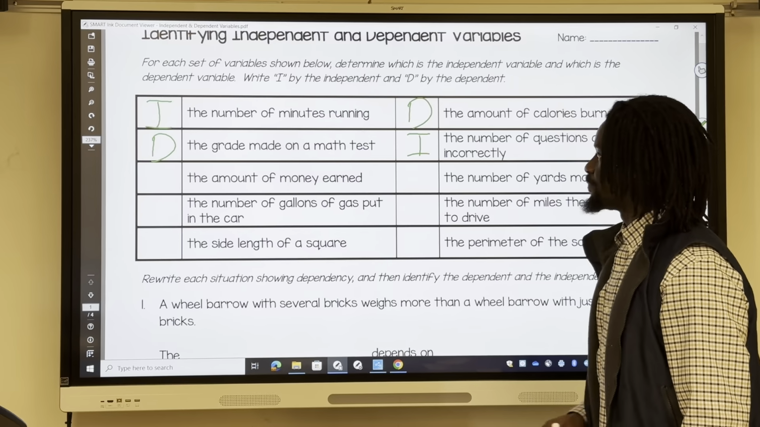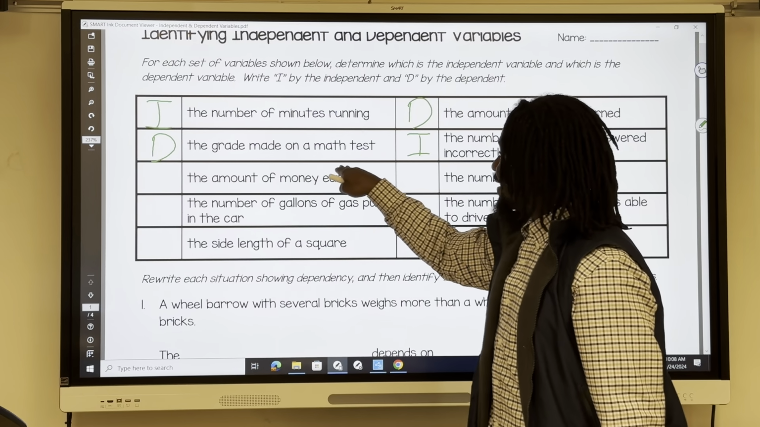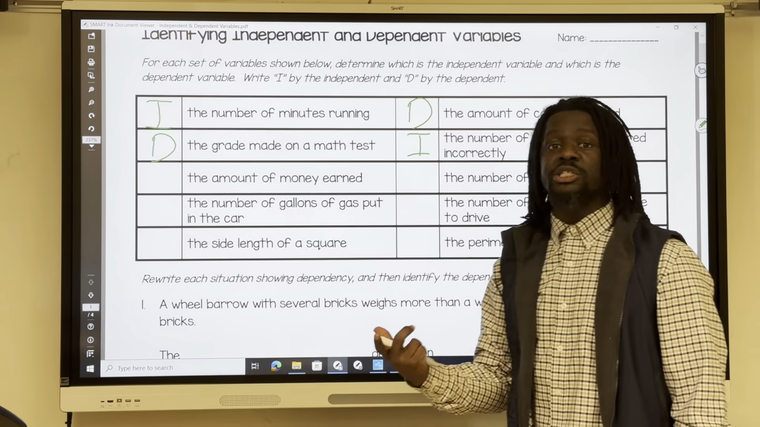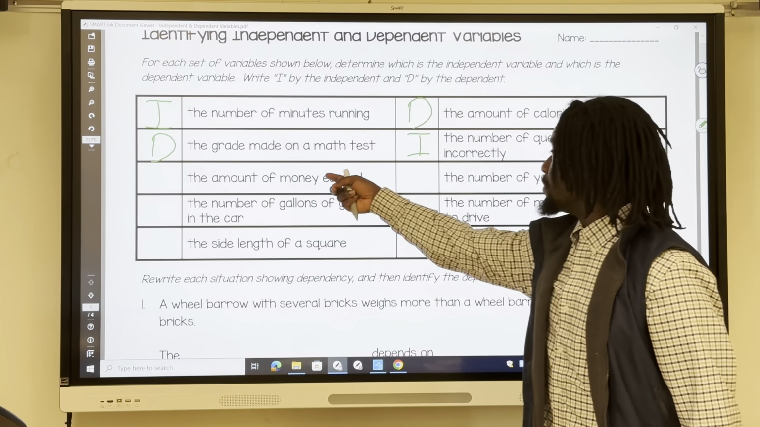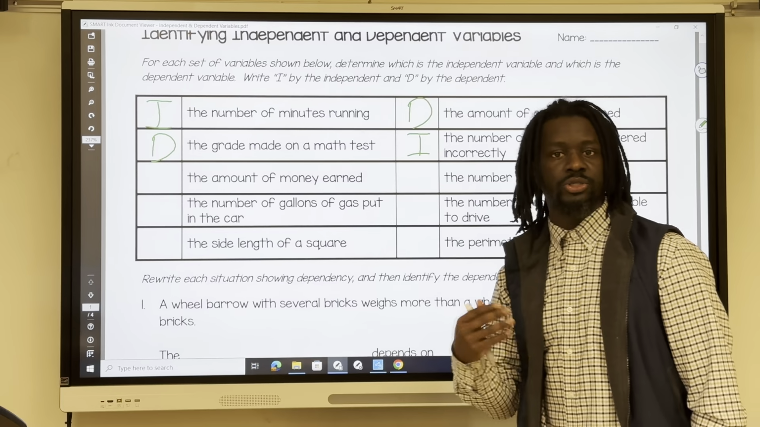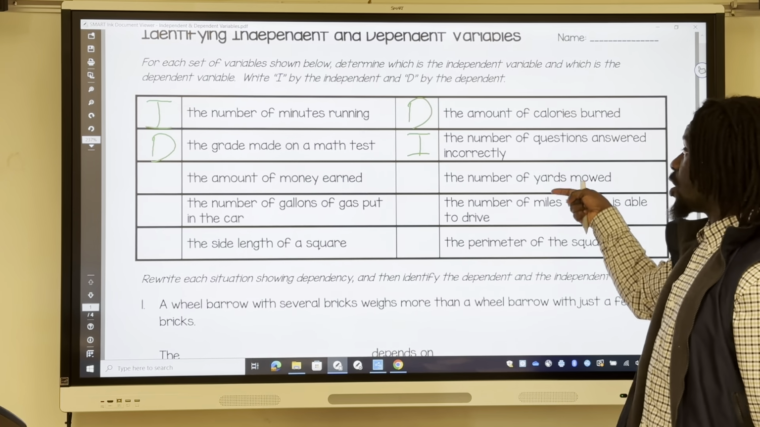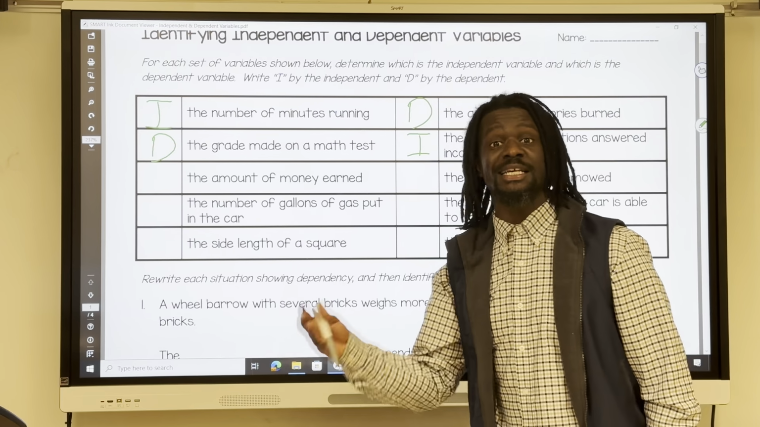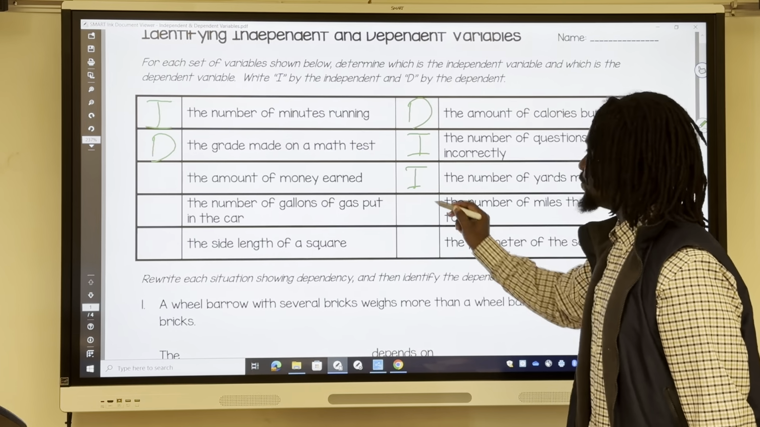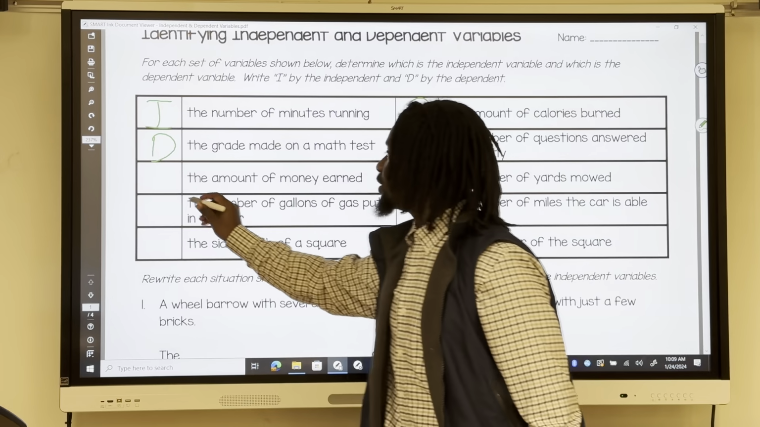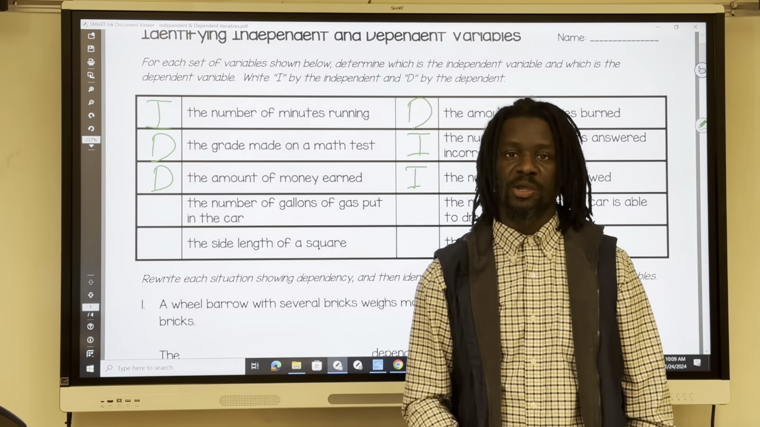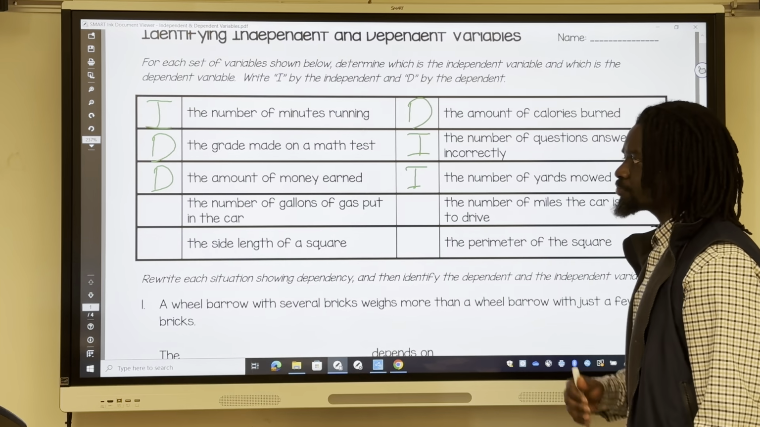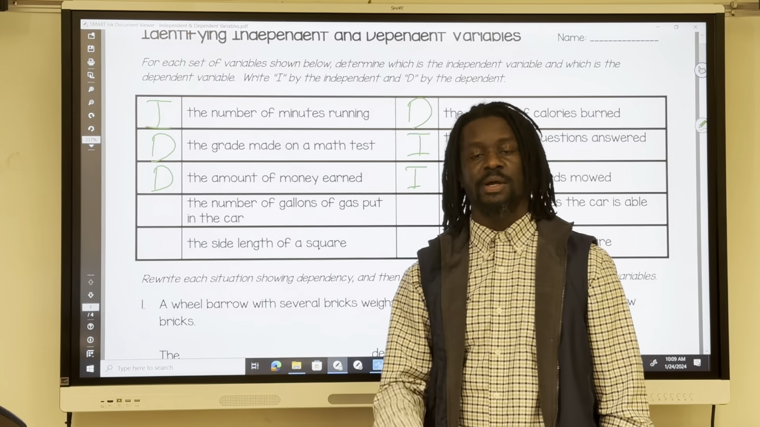Let's look at the next one: the amount of money earned and the number of yards mowed. Which causes the other? Does the money cause how many yards you mow, or does how many yards you mow cause how much money you make? The number of yards that you mow causes how much money you make. So I want you to pause, do the next two, and then see if you got them correct.